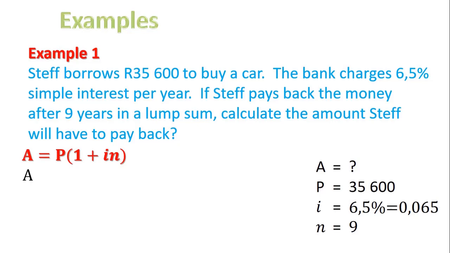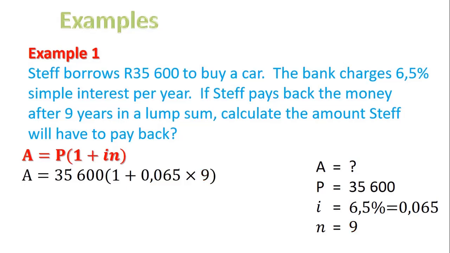A equals P(1 plus IN). So A is what we're looking for, and that equals P, which is 35,600, open bracket, 1 plus my interest rate, which I write as a decimal as 0,065, times my number of compounds, which is 9, close bracket.